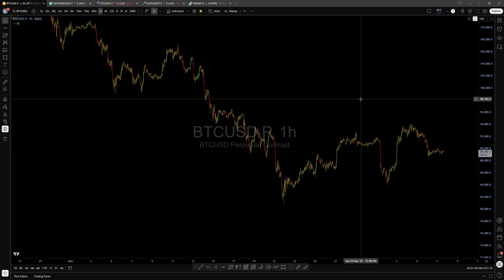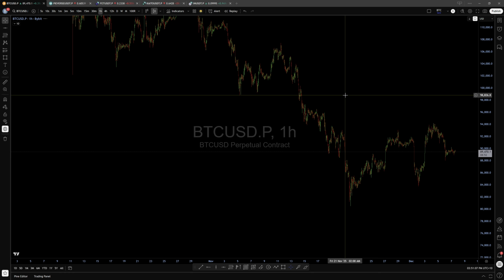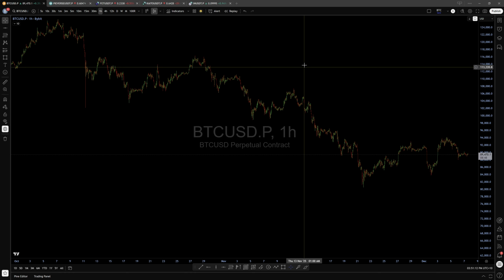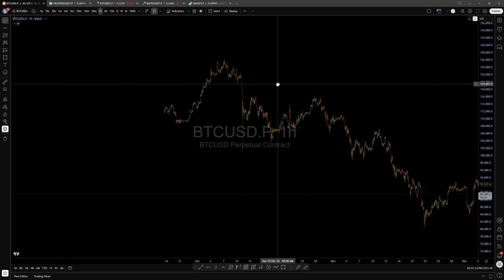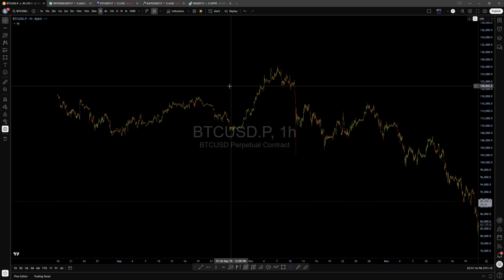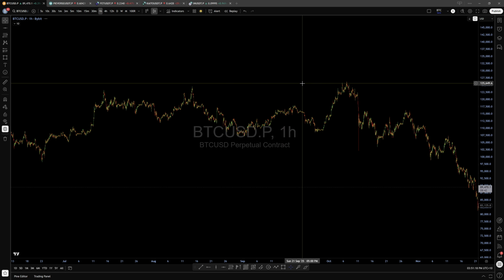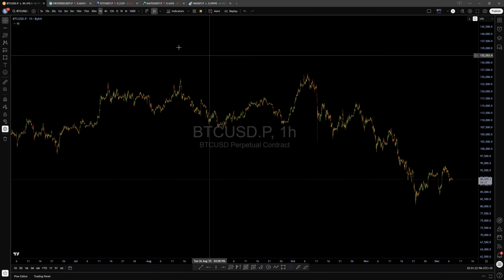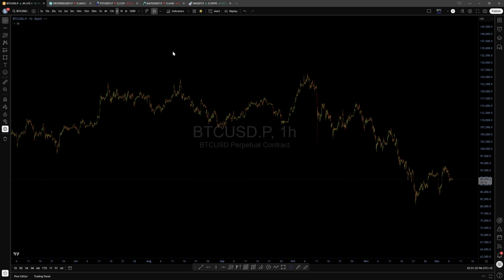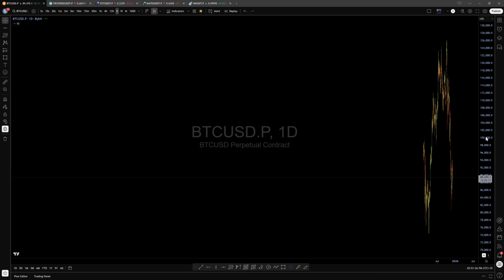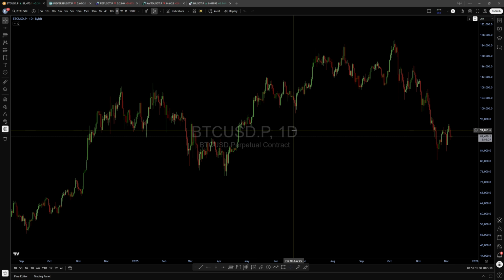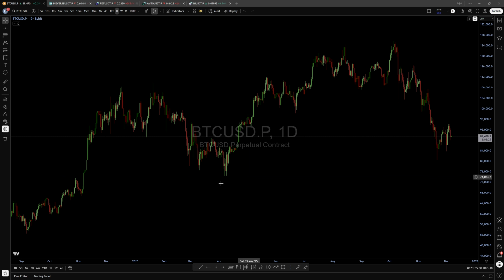If it's a demand zone, that means it's bullish because there's a demand, people want to buy at that area. And if it's a supply zone, there's supply there where people want to sell. And so basically, let's actually do the daily. This is how these work.